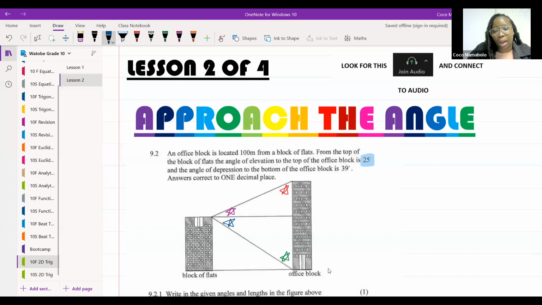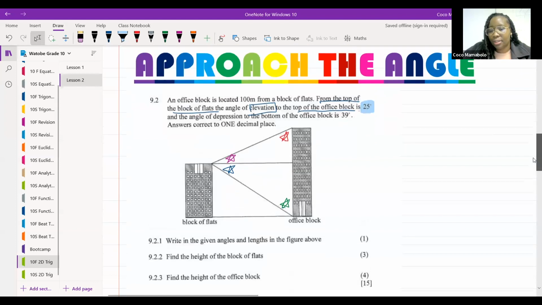It says an office block is located 100 meters from a block of flats. From the top of the block of flats, the angle of elevation to the top of the office block is 25 degrees. Which of these angles, the red, the purple, the blue, or the green, is the 25 degrees? This question says the green. I want to see if everybody else agrees. Okay, Onako says red. I'm seeing a lot of red.